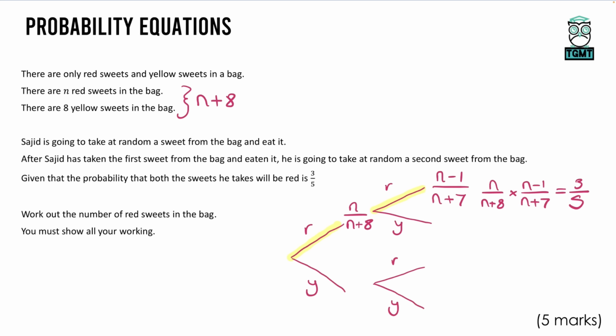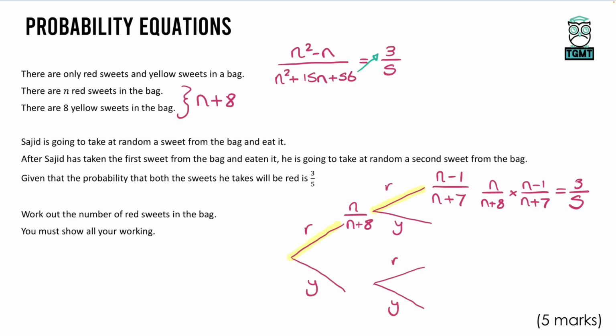So now we have essentially an algebraic fraction problem to solve. So we need to multiply the numerators and multiply those denominators. Now if we do that, the numerators, n minus 1 times n, would become n squared minus n. And the denominator there is a double bracket, n plus 8 times n plus 7. Now you can write that out as a full double bracket. It gives us n squared plus 7n and 8n together makes 15n. And then 7 times 8 is 56. And again, that's equal to 3 over 5.